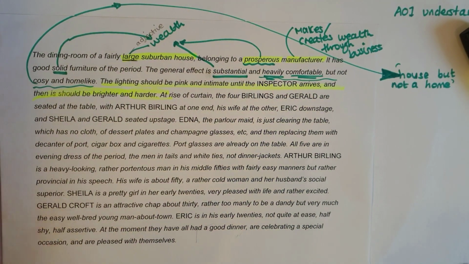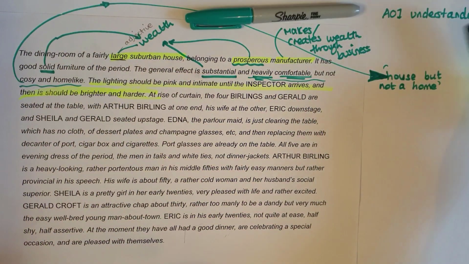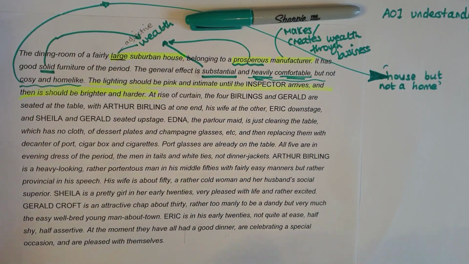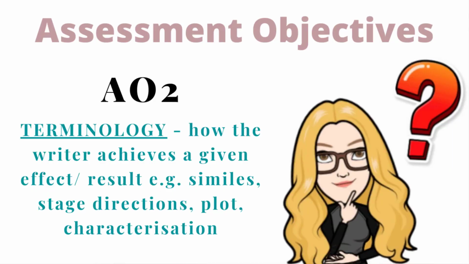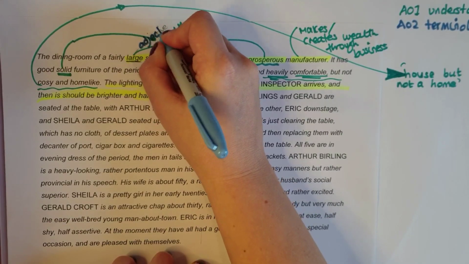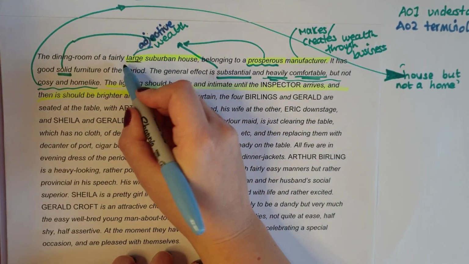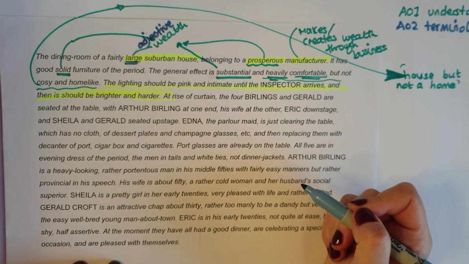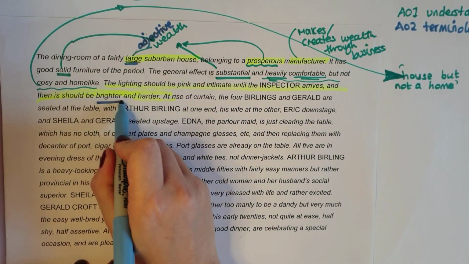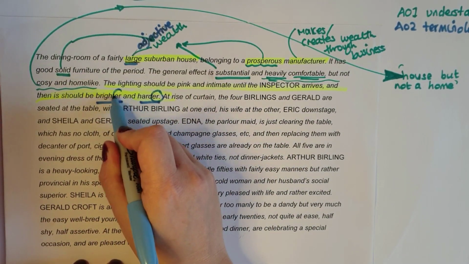Okay, this is going to lead me to go on to my AO2. So AO2 is terminology. Assessment objective 2 refers to terminology. I already pointed out that large was an adjective. Here, I'll go over it in colour. It's a word class, but it connotes wealth. Now, brighter and harder, look at the ER endings on there.